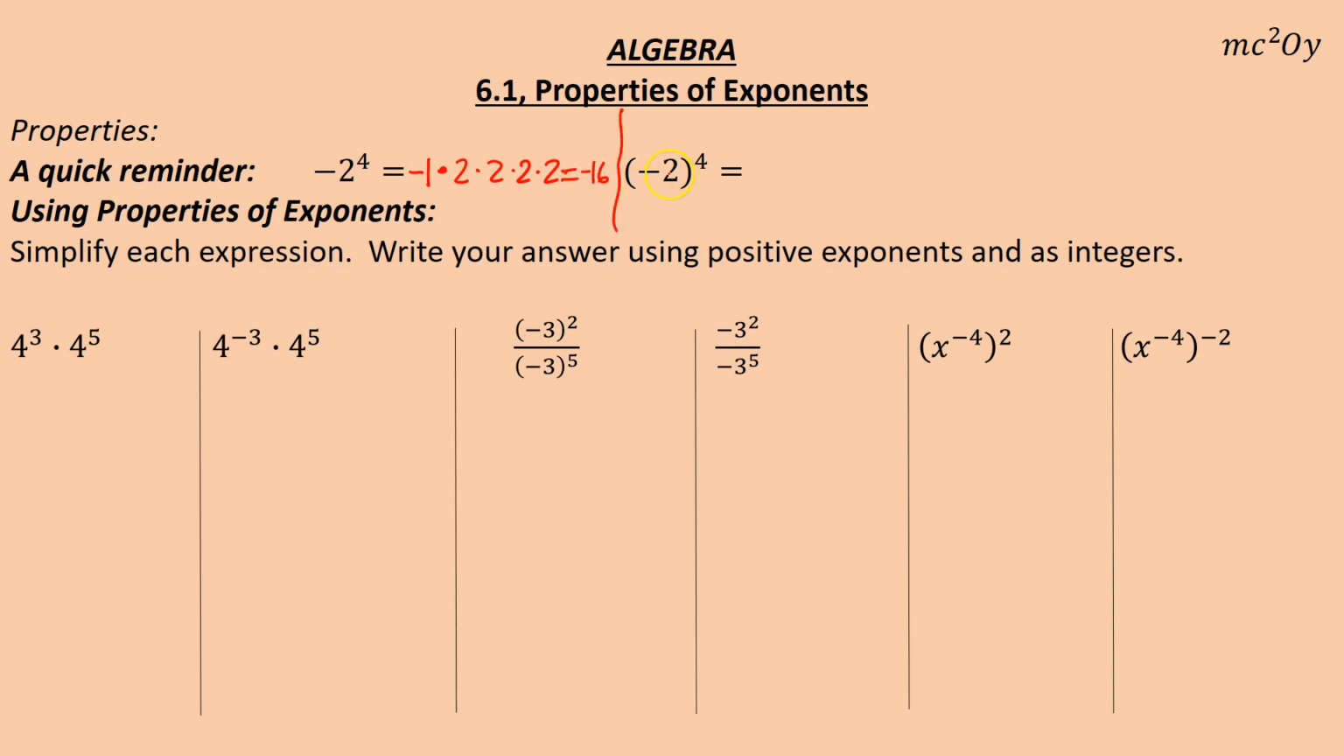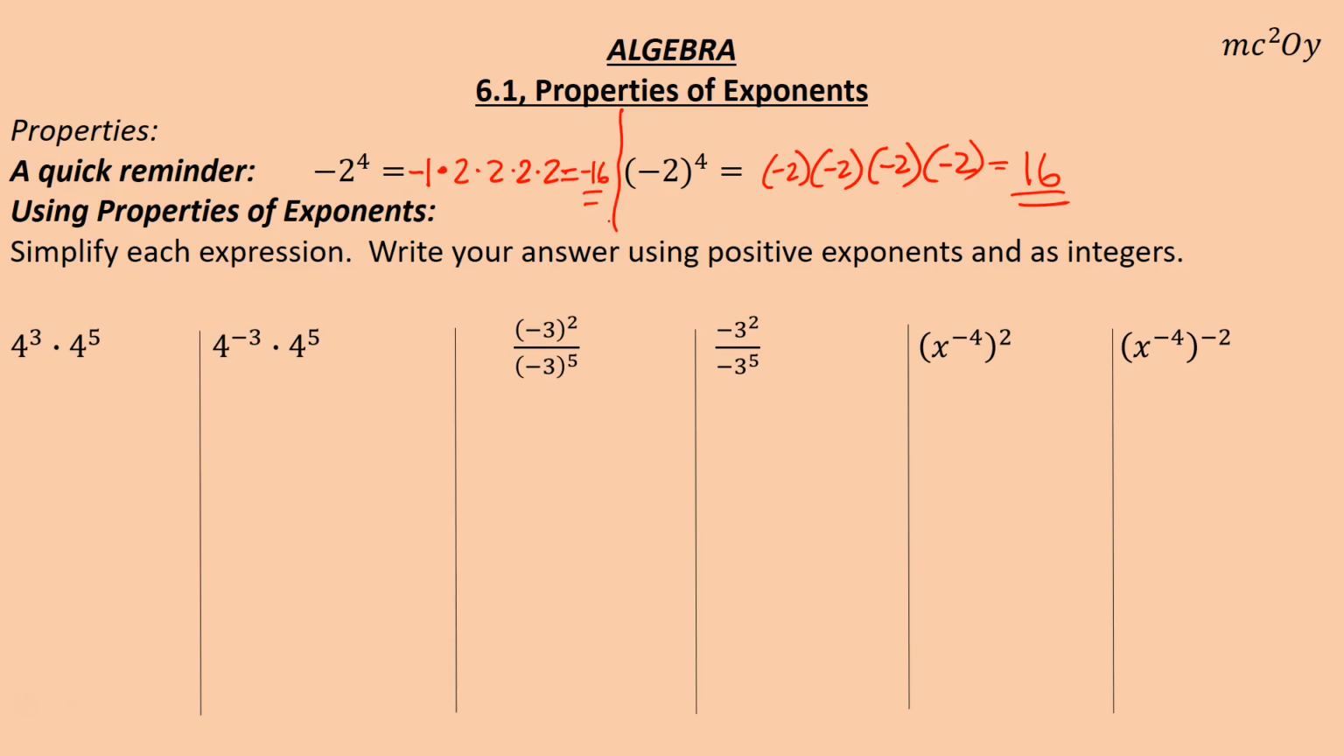Whereas this answer says negative 2 times negative 2 times negative 2 times negative 2. So if the negative's in parentheses, it's being raised to the fourth power. Negative times negative is positive, times negative is negative, times another negative is positive, positive 16. So note the differences there. Make a note to yourself: if the negative is not included in parentheses, then it is not being raised to that power.